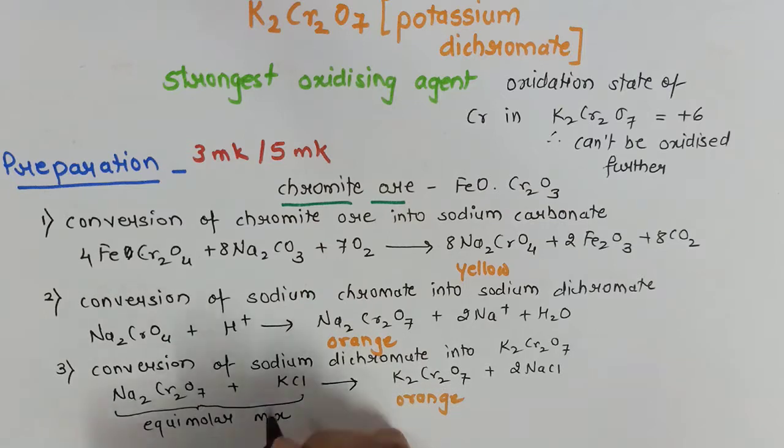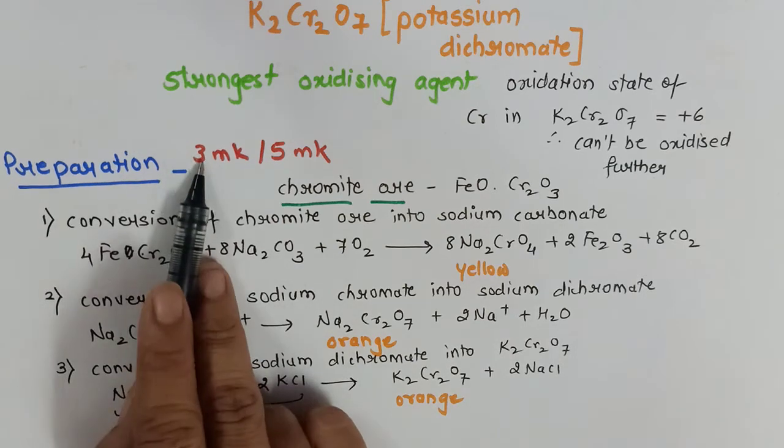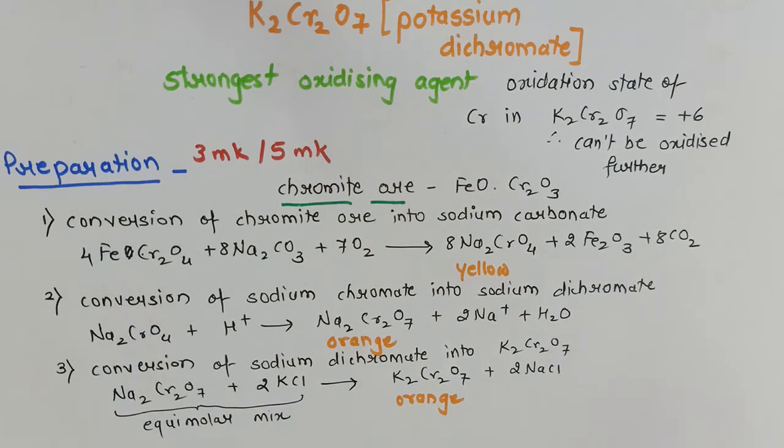Let us balance the equation. So this is how potassium dichromate is prepared. Remember there can be a 3 mark or 5 mark question based on the preparation. We call it a word problem.